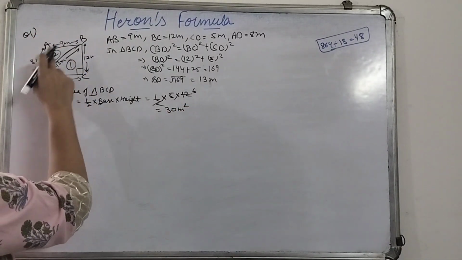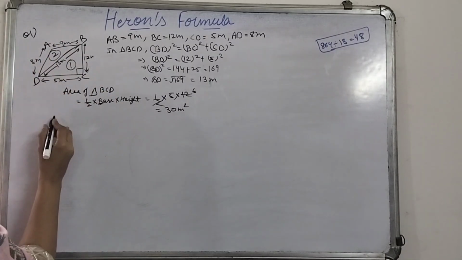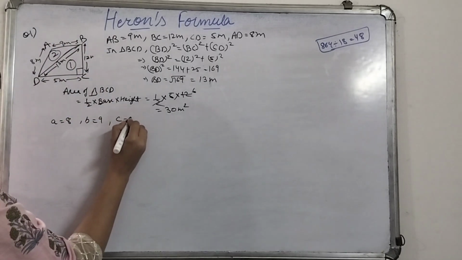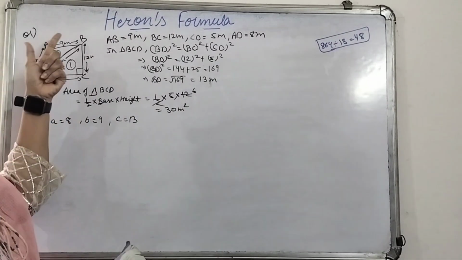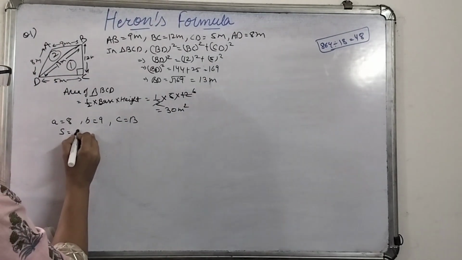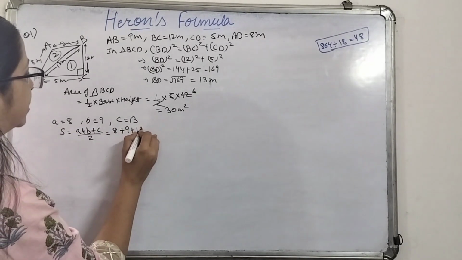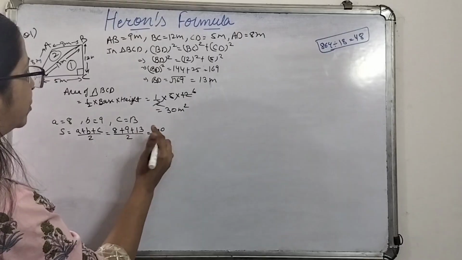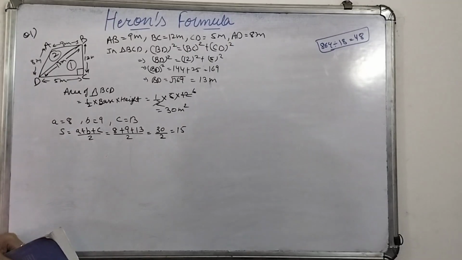Now, the area of the triangle ABD we need to find. We have all the three sides of it. So first of all, we assume the first side a as 8, b as 9, and c as 13. We have found all the three sides of the triangle. Now, what will the semi-perimeter be? The semi-perimeter will be a plus b plus c by 2. That is 8 plus 9 plus 13 by 2. So it will be 30 by 2, that is 15, the semi-perimeter.